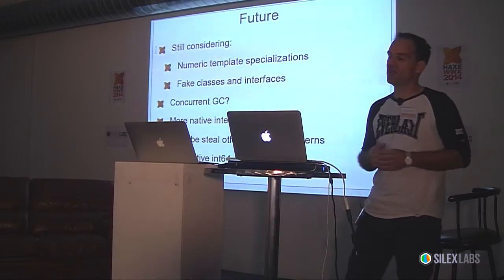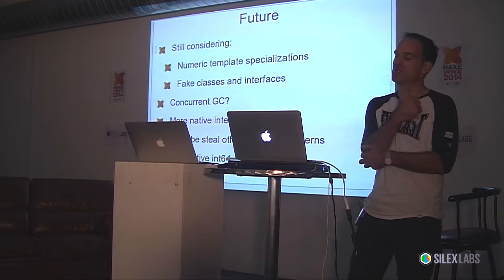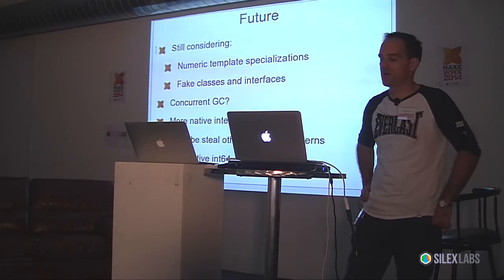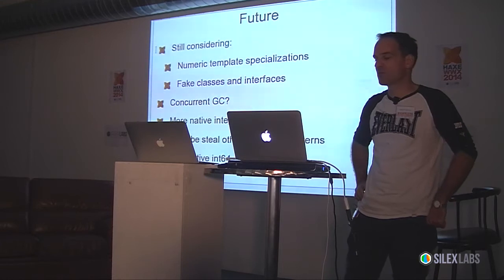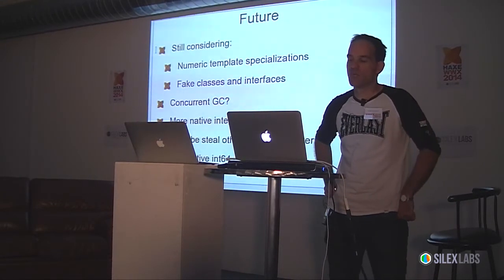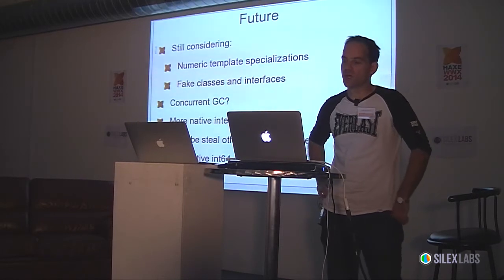So to the future, I'm still considering some of these things that haven't been done, the numeric templates and the fake classes and interfaces. One thing I've had in mind is concurrent GC. It'll be slower on average, but hopefully reduce the pause time to as small as possible. Possibly enabled with some kind of define, which I think would be good in a gaming situation to not get a stutter, like in a smooth scrolling situation.